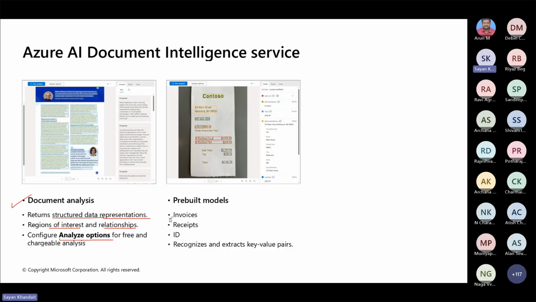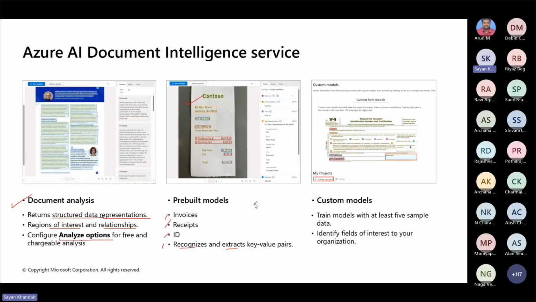There are pre-built models for invoices, for receipts, for ID cards. Using these pre-built models, you can recognize and extract key value pairs if they are present in these different documents. And this is how the output is going to look. Don't worry, we are going to explore this in the Document Intelligence Studio.